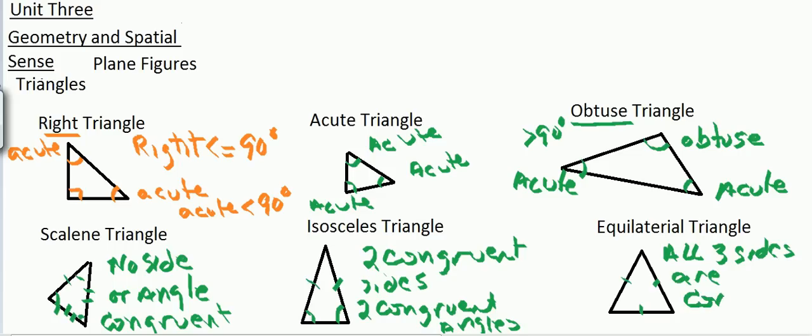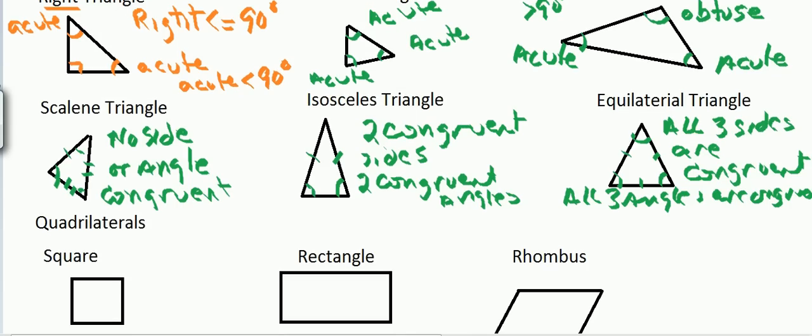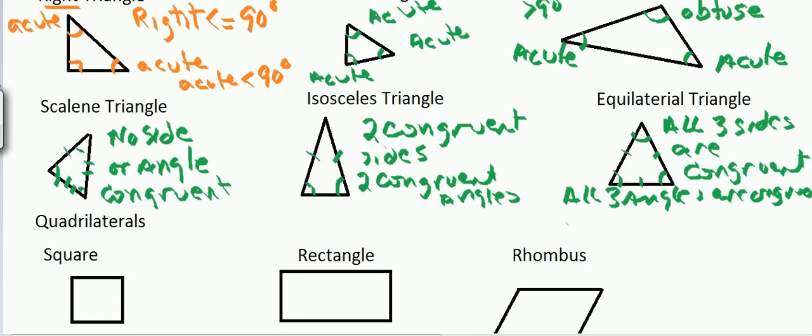In an equilateral triangle, all three sides are congruent, or the same, and all three angles are congruent. A little messy. All three sides are congruent.